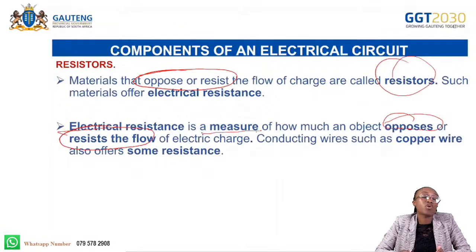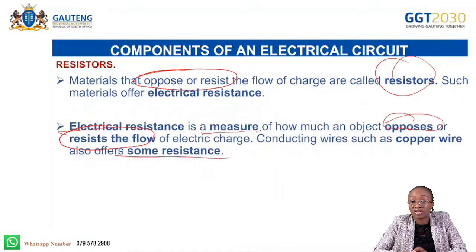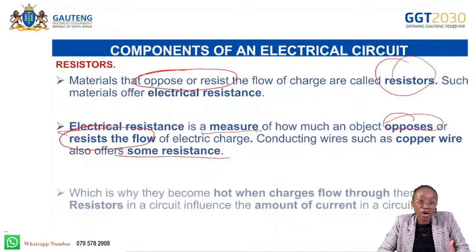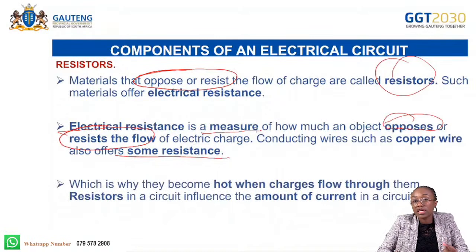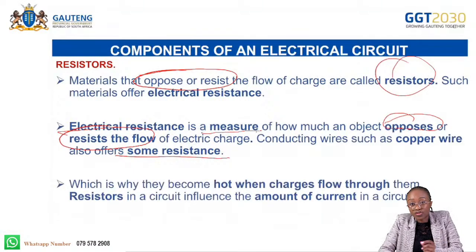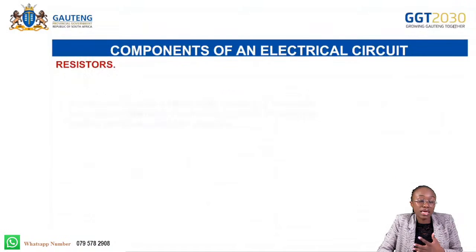Conducting wires offer different amounts of resistance. Remember, there is more than one metal that can conduct electricity or allow for the flow of electricity. So that copper wire, that is a favorite, does offer some resistance, but it is not as much. That is why copper wire is preferred. This is why metals become hot when charges flow through them. It's because of the resistance that they carry.